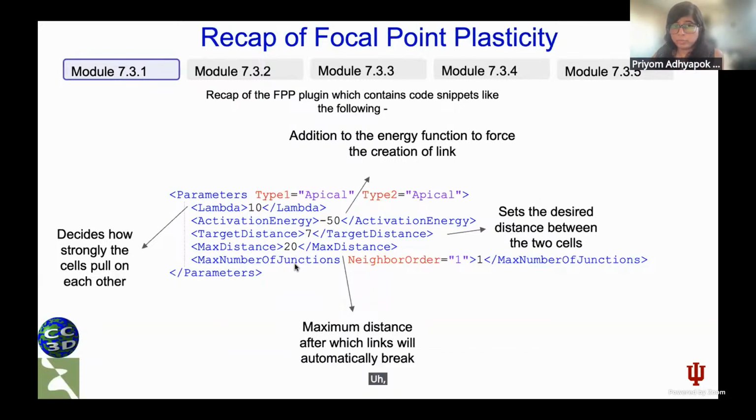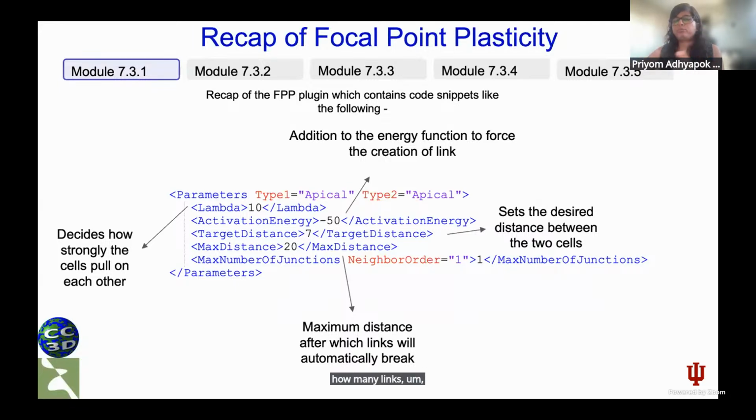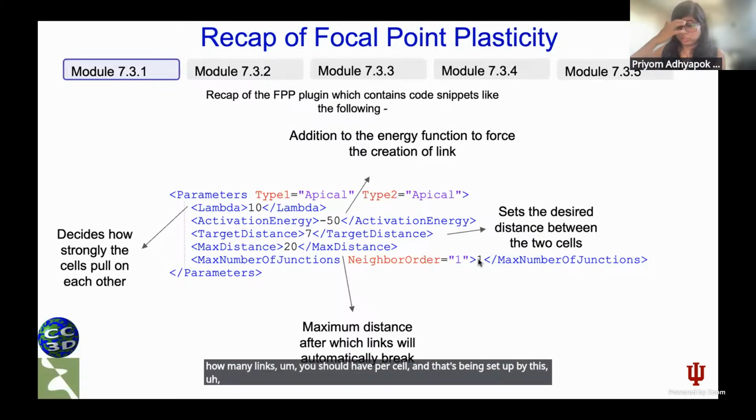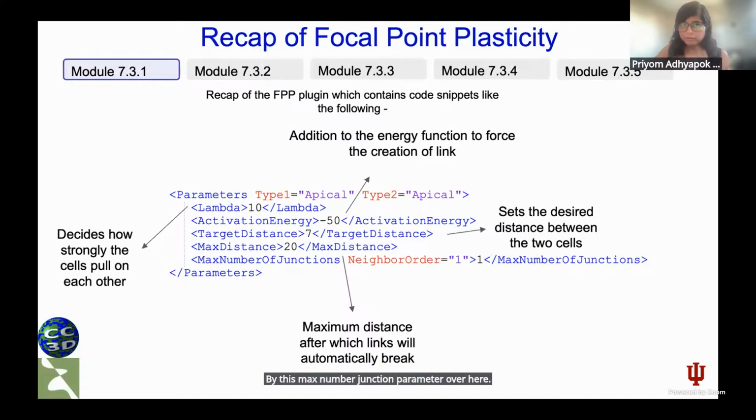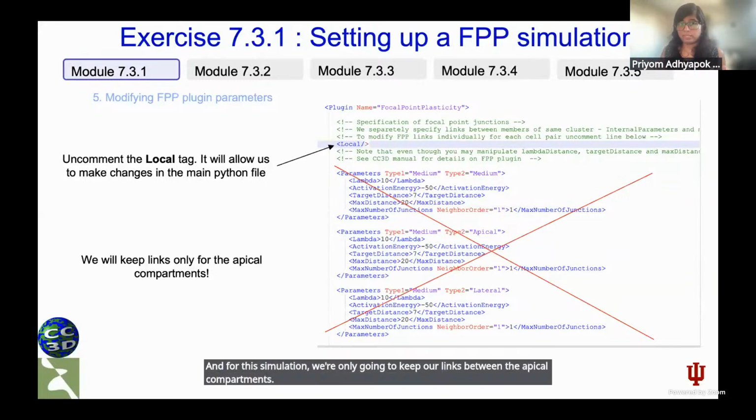And then you have the option of creating junctions, basically how many links you should have per cell, and that's set by the max number of junctions parameter over here. Given that these are our tags, let's go back to our entire focal point plasticity plugin code. What we're going to do is remove all of our other tags. For this simulation, we're only going to keep our links between the apical compartments.